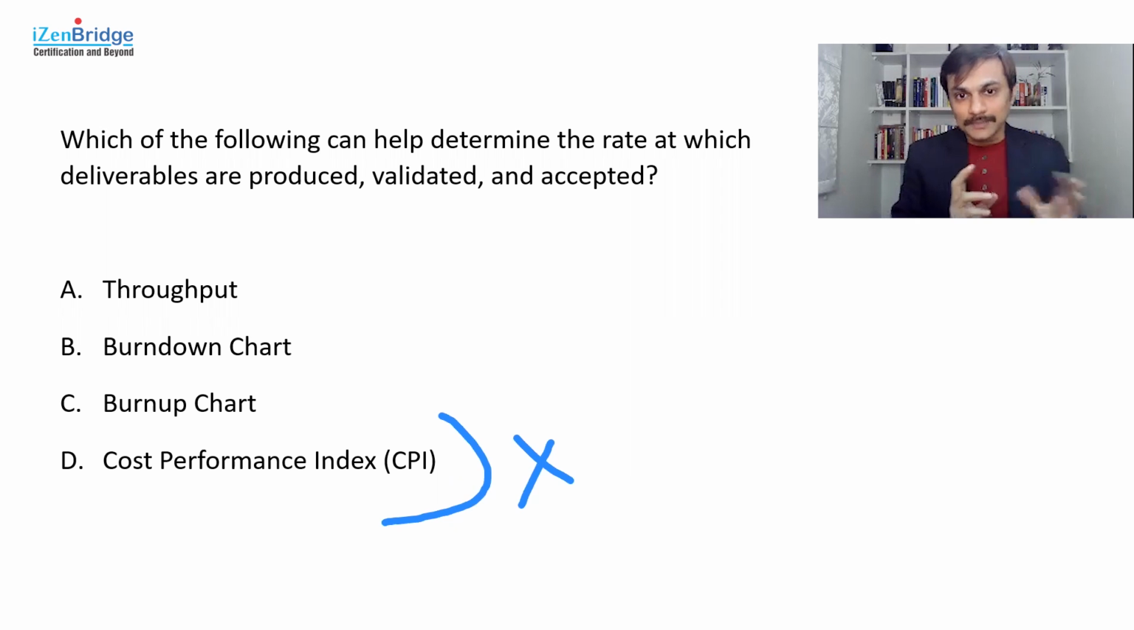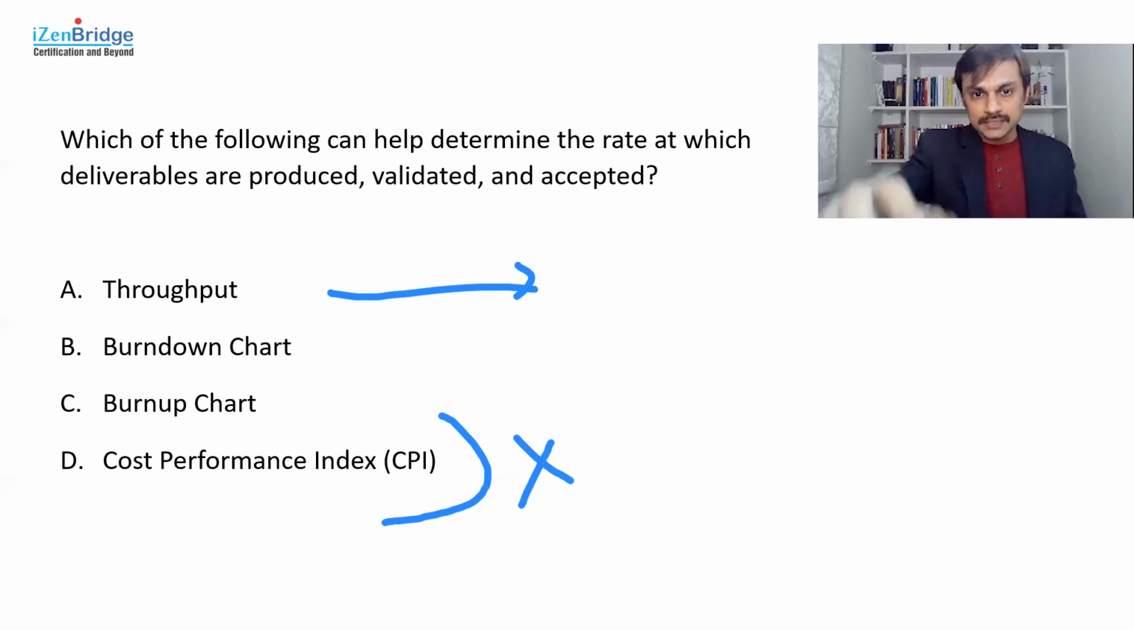The remaining three, I believe they have some amount of information, which does help us in determining the rate at which deliverables are getting produced, validated, or accepted. So let's look at them one by one. So throughput is usually measured in a given time box. You want to see what all has been done. So how many deliverables have been produced in a given time box, or how many deliverables have been validated. Usually it is measured against how many deliverables or work items got done in a given duration. So with that definition, this seems to be the best option to me.